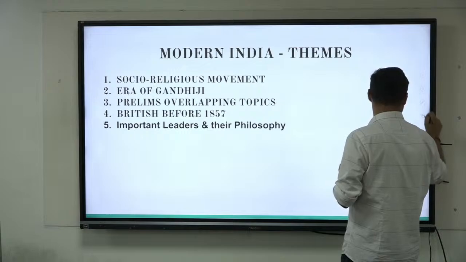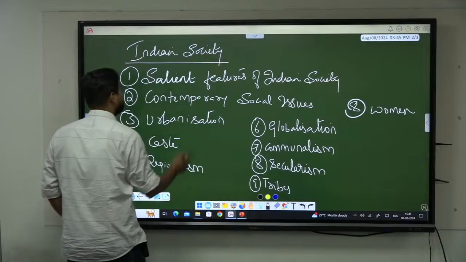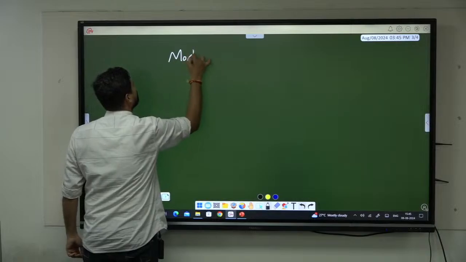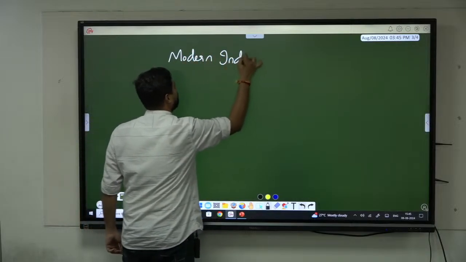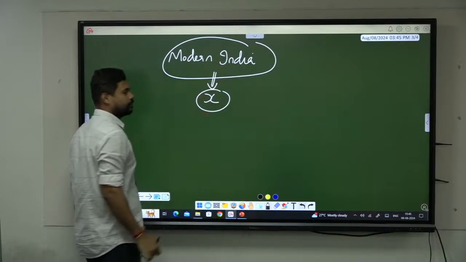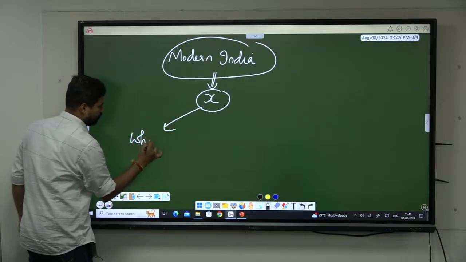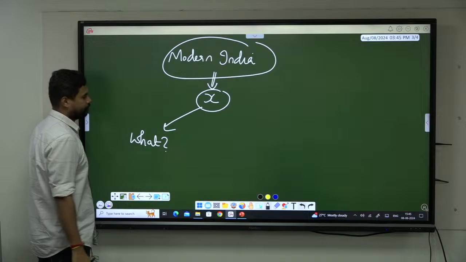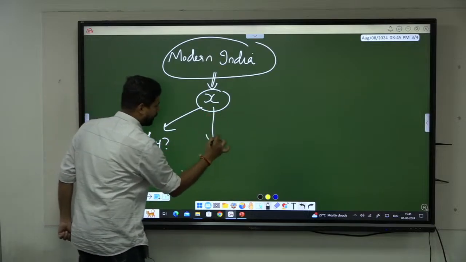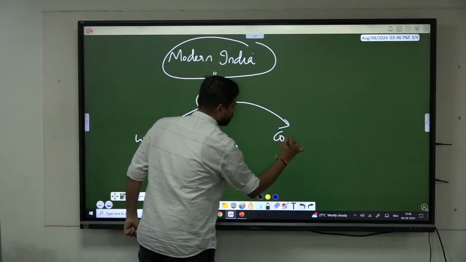See, keep this in your mind. In the entire modern India, whenever you are studying, if you want to study modern India from mains perspective, you take any event x as the variable. Okay, if you take this x as the variable, first is why, what happened and what were the consequences.